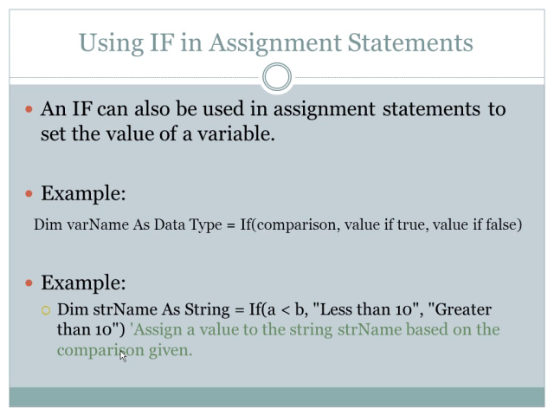So in the example, Dim name As String equals If a is less than b, then less than 10 is going to be assigned into the string name. Otherwise, greater than 10 is going to be assigned into the string name. So those are two different ways that we can use if statements in an advanced manner.